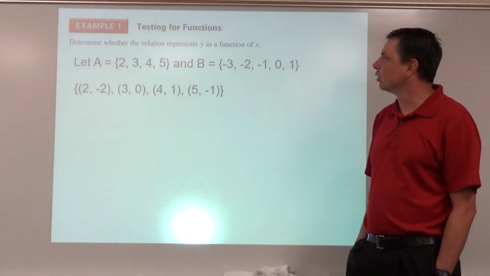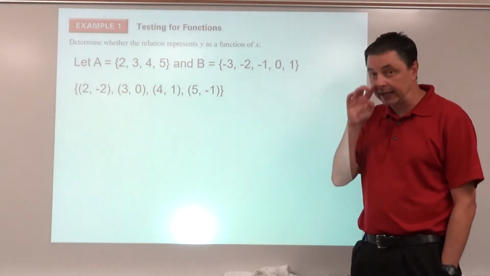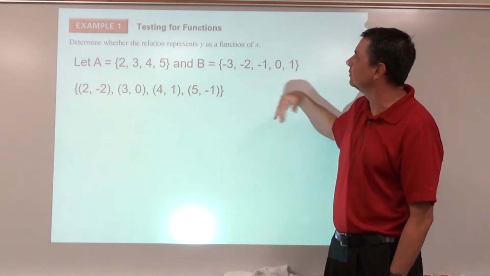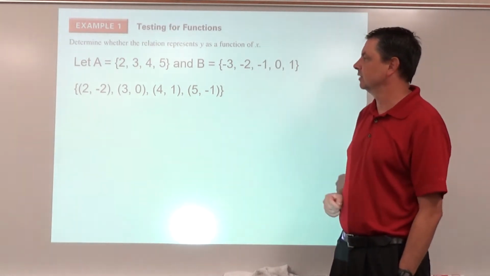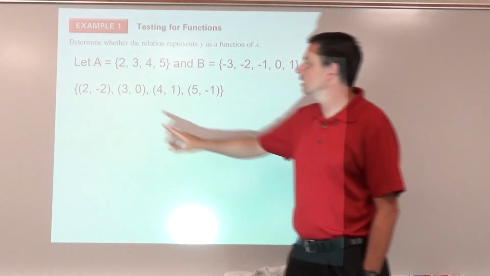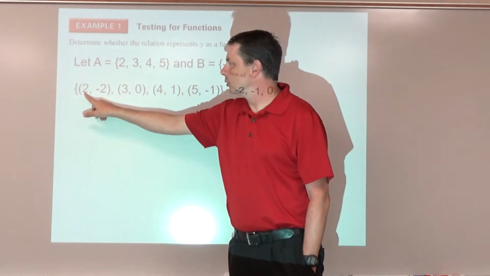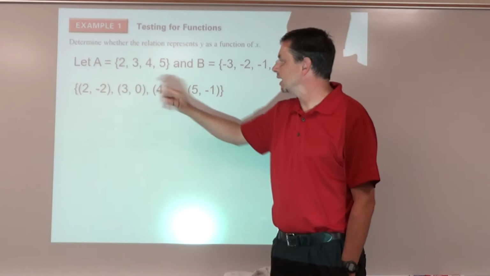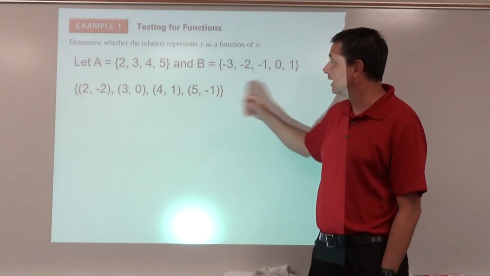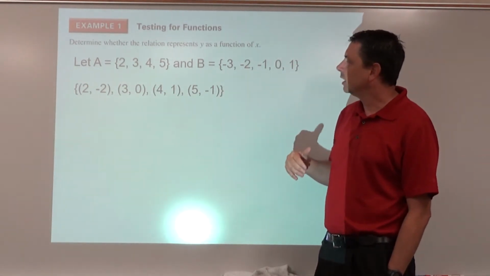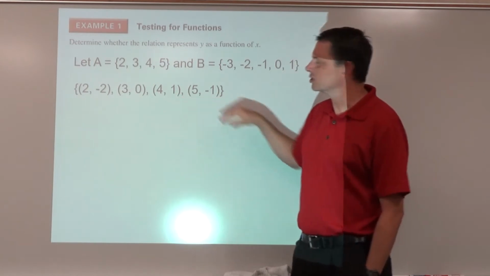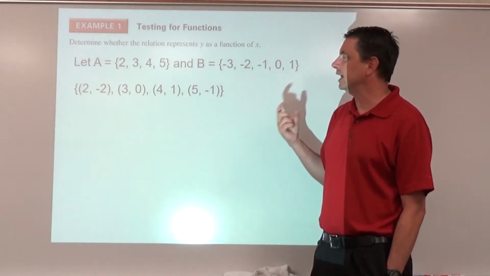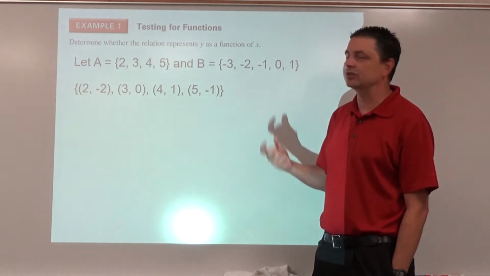So testing for functions, in this case we have that set of ordered pairs. And we're trying to determine if y is a function of x. So if we take a look, 2 in the domain has been mapped to negative 2 in the range. 3 has been mapped to 0, 4 has been mapped to 1, 5 has been mapped to negative 1. It's okay to repeat y coordinates, although we don't have that here. We're really just looking for, do we have any repeat x coordinates?